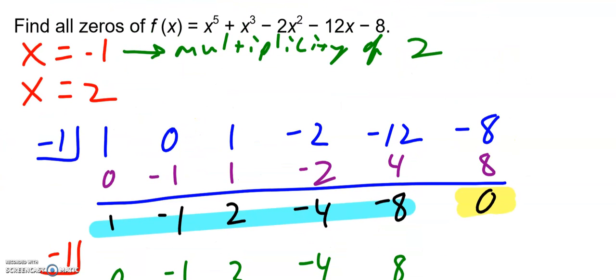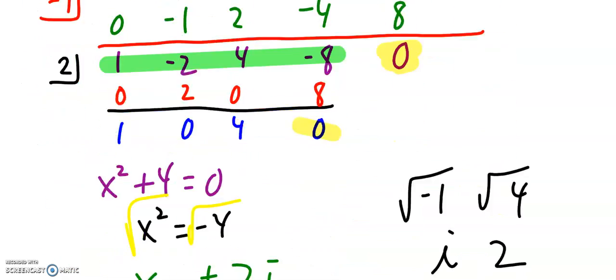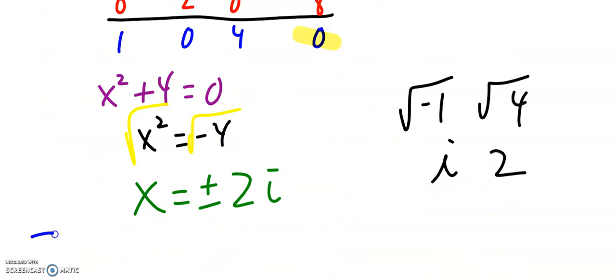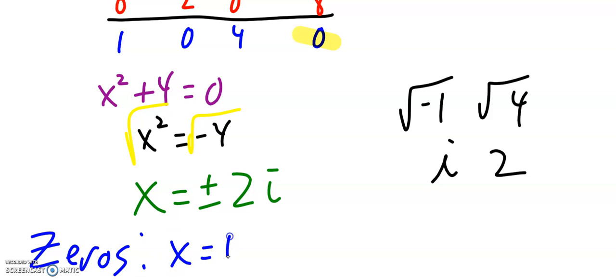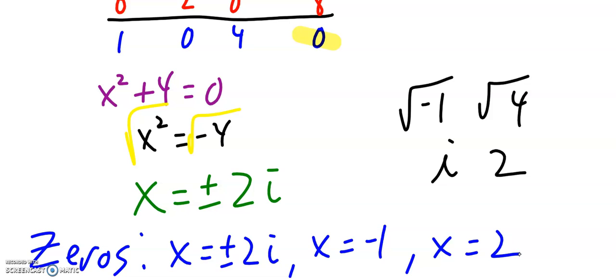Now, we did a lot of work there. Let's go back up and make sure we're answering the question. So the zeros are going to be x equals plus or minus 2i, x equals negative 1, and x equals 2.